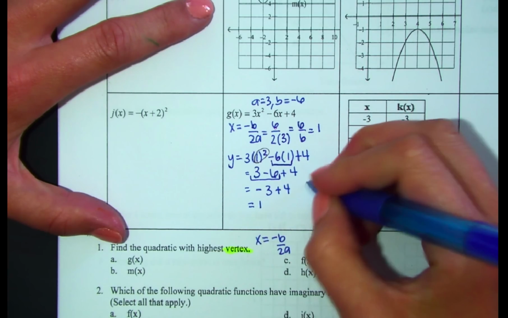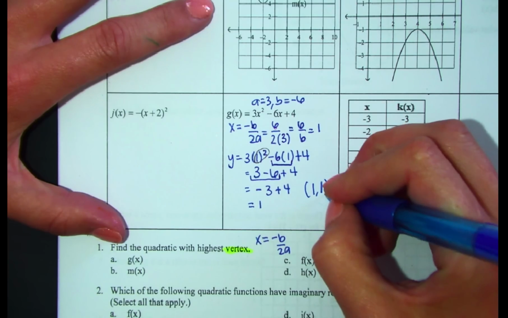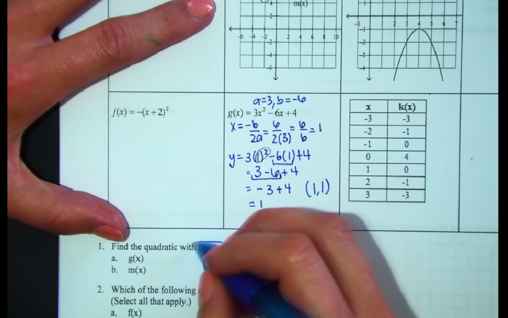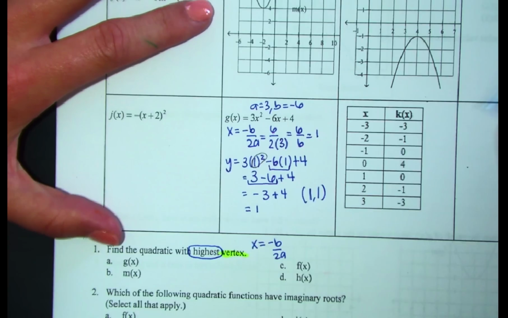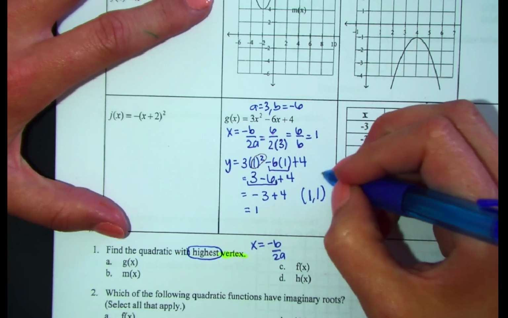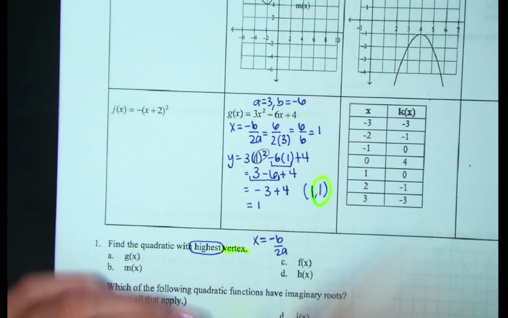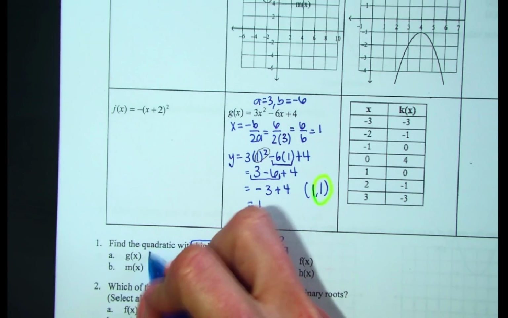So my vertex is 1, 1. But since they're talking about the highest vertex, we're actually talking about the y value. So we're looking at the y value. So far, I have that g of x has a y value of 1.